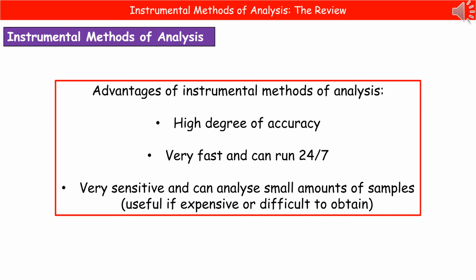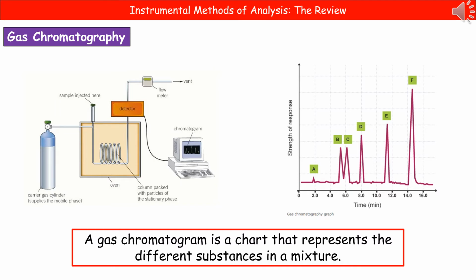First of all then, we get a high degree of accuracy. Secondly, they're very fast and they can run 24 hours a day, 7 days a week. They're very sensitive, and as a result of that, they can analyse very small amounts of samples. That's really useful if we're talking about some kind of a sample that's very expensive or difficult to obtain in the first place. So the first one of these instrumental methods we're going to look at is gas chromatography.